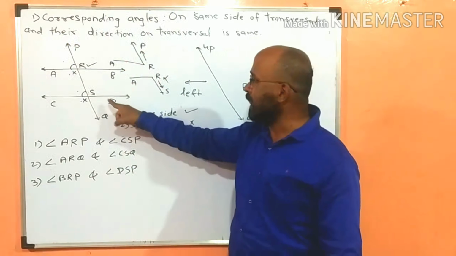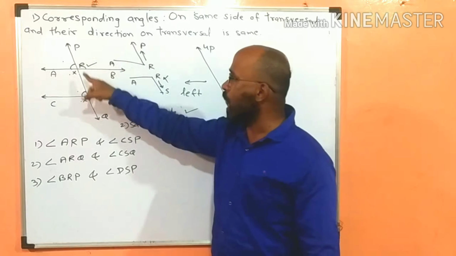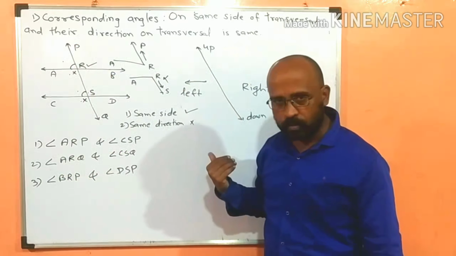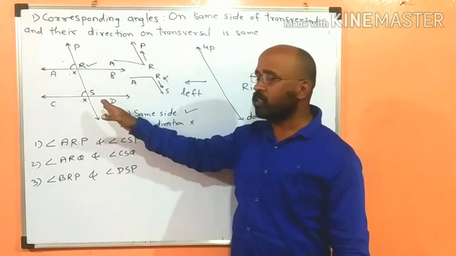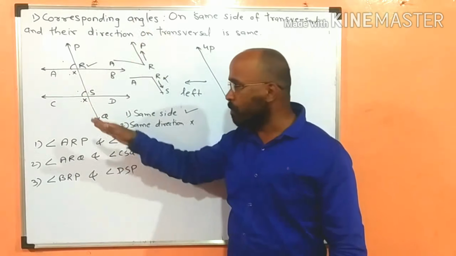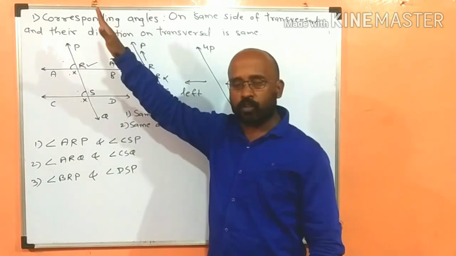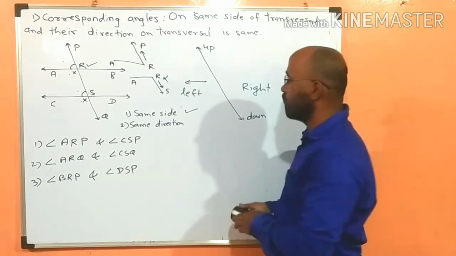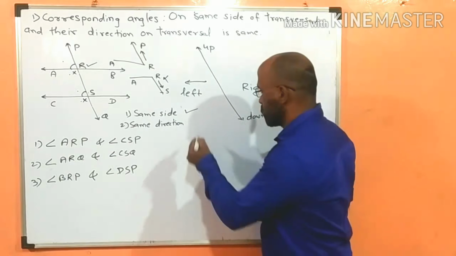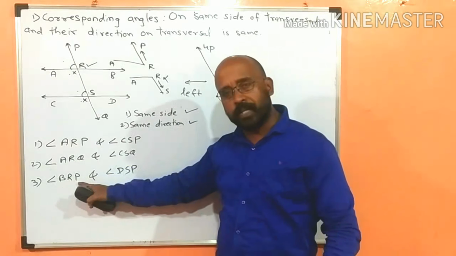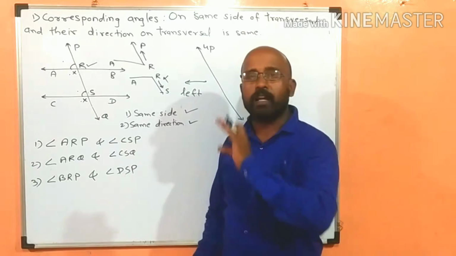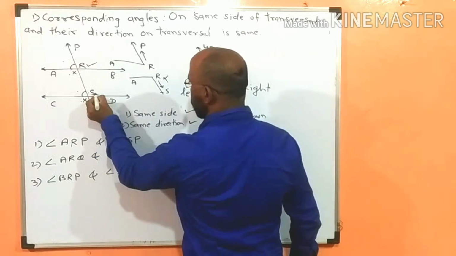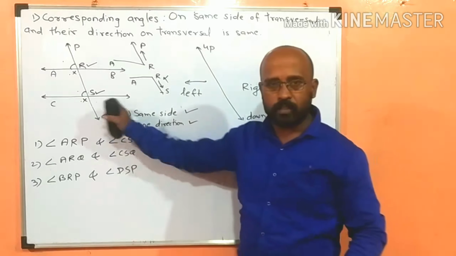Means DSP and BRP both are on the same side, that is right side of the transversal. Both are having same direction on the transversal, that is up direction on the transversal. Means these two angles are fulfilling these two criteria, same side and same direction. So angle BRP and angle DSP, they are corresponding angles.